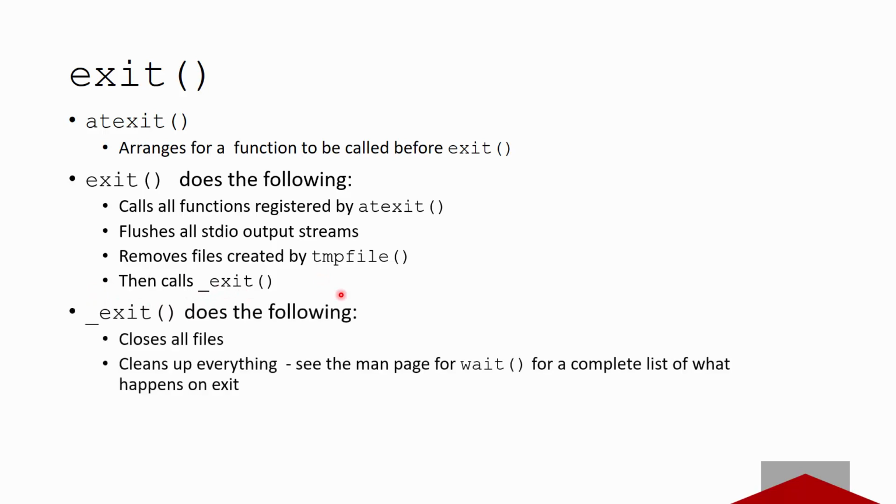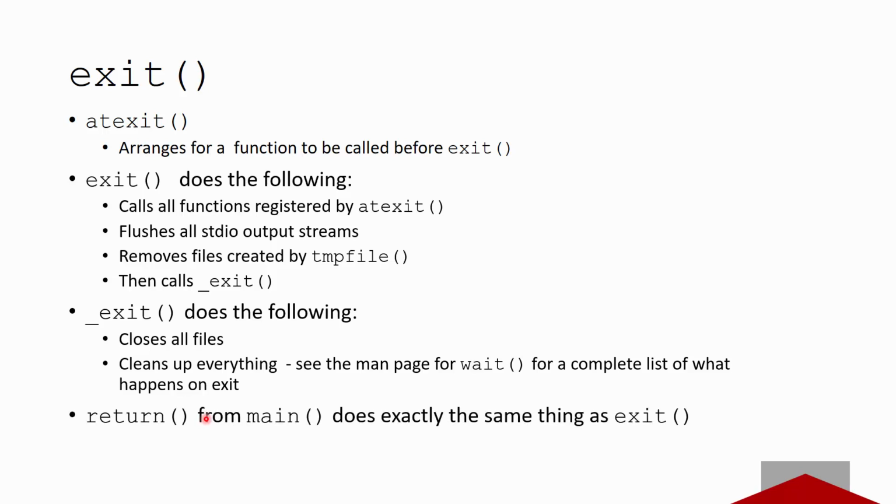What _exit does is it actually terminates the process. It's going to close all the files, and then it'll clean everything up. So it actually terminates the process and starts removing memory and all that stuff. So you can check out the man page for wait, and it'll show you the complete list of what happens when exit actually occurs. Kind of instructive, kind of interesting. Return from main does the same thing as exit. So you can have the exact same bunch of little steps that's going to occur whenever you call return, because it does the same thing.